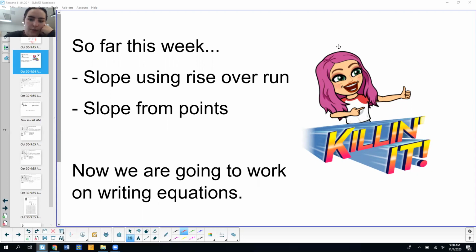Now we're going to work on writing equations. So our equation solving unit is going to come in handy today. But we're not actually really solving for anything. We're just kind of creating equations.